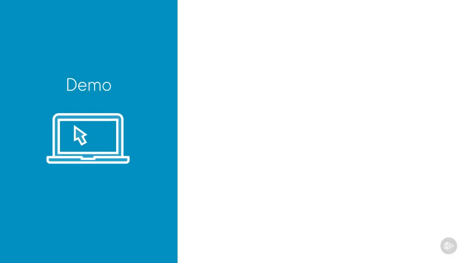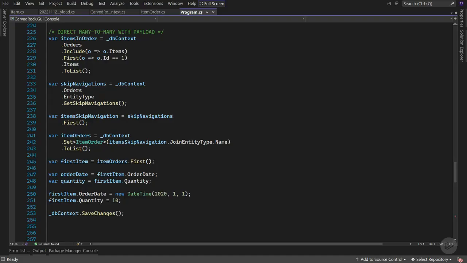In this demo, we'll take a look at how we can interact with the payload that we just added to our join entity. The code that we see here is very similar to what we just saw when we fetched the skip navigations before we started to use the item order entity. And once again, we start off by fetching all items contained in the order with ID 1, just to see that we can still use our skip navigation properties in the same way that we did before.